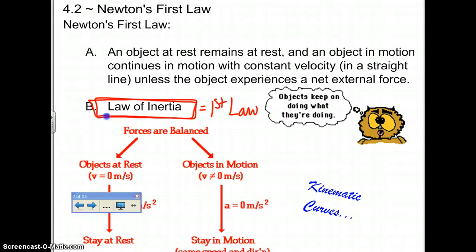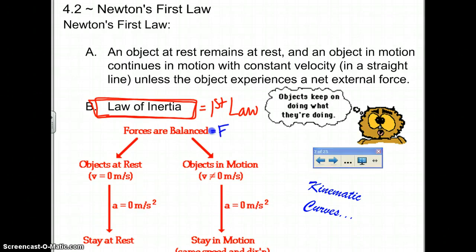If the forces are balanced, if your F net equals 0 newtons, then either the object is at rest, and if the object is at rest, then your velocity is 0. Well, if your velocity is 0, then your acceleration is 0. If your velocity is 0 and your acceleration is 0, your F net is 0, which means you're staying at rest. But what if the object was in motion? If the object is in motion, that means the velocity is some non-zero variable quantity.